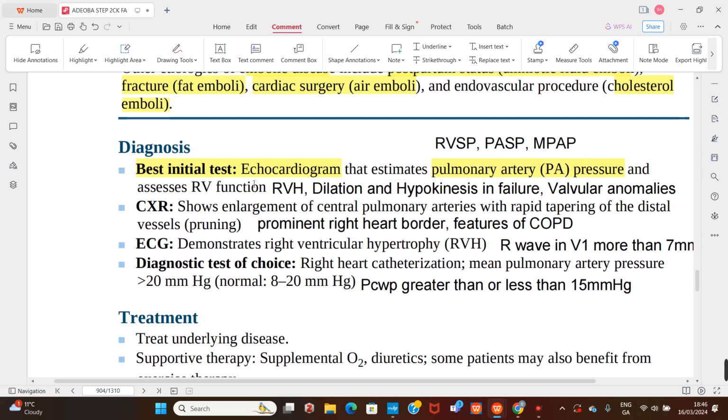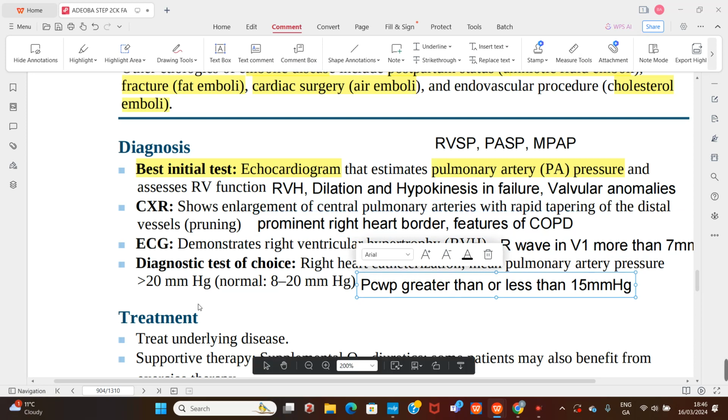So you can also look at the right ventricular function to know if cor pulmonale is already setting in. You want to assess for the thickness, you want to look at the wall motion, if there's any abnormality, or dilatation, and these are things that you expect in failure. Dilatation, hypokinesis, and also valvular abnormalities, because when the heart starts failing, there is regurgitation, so it can even lead to tricuspid regurgitation at the end of the day.